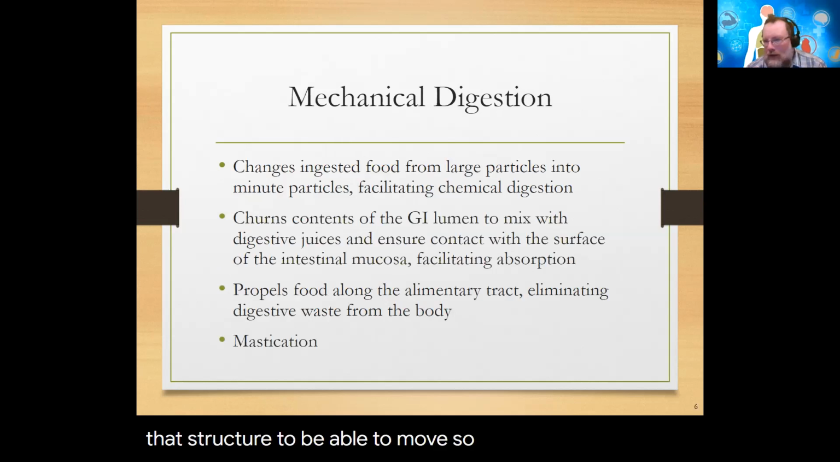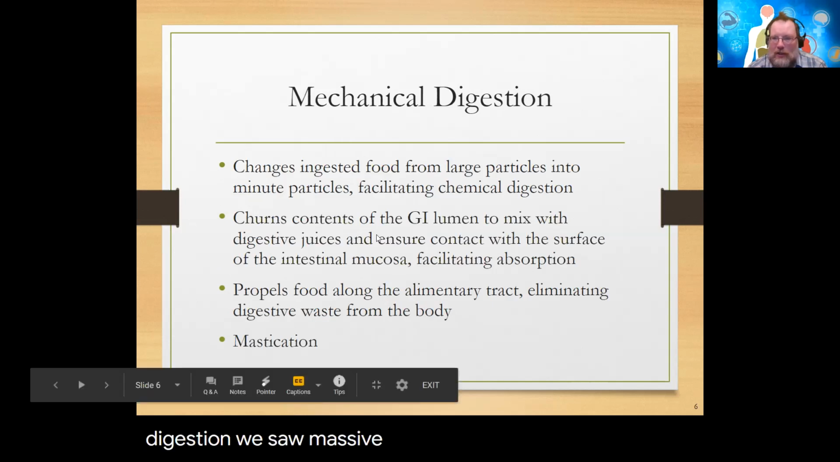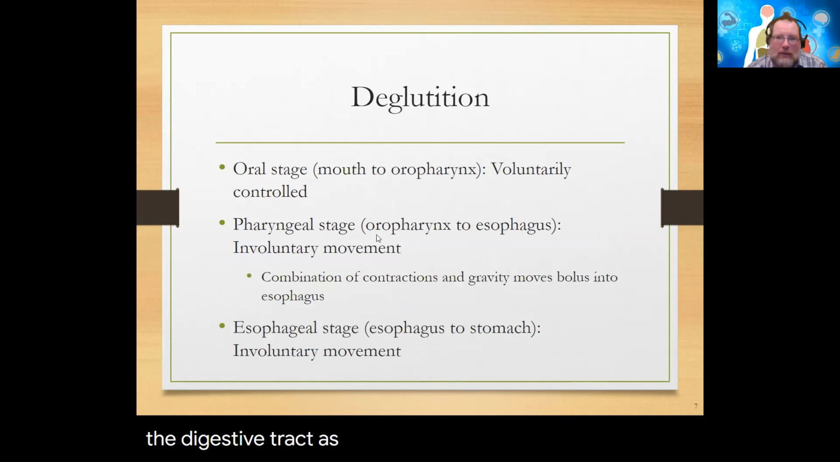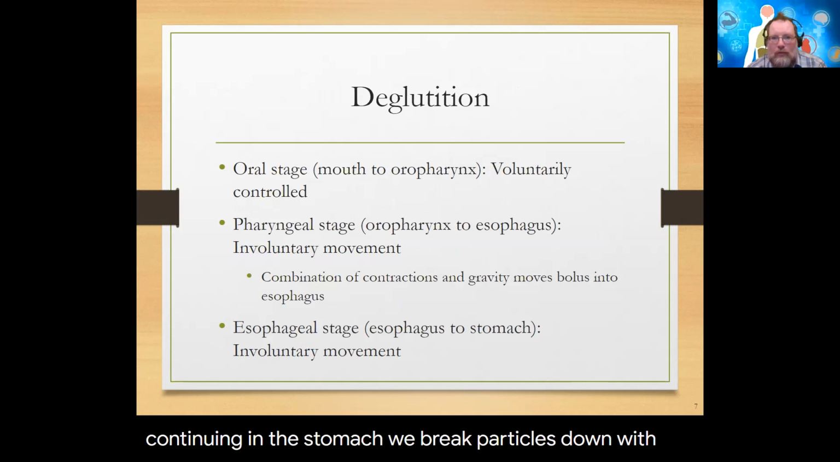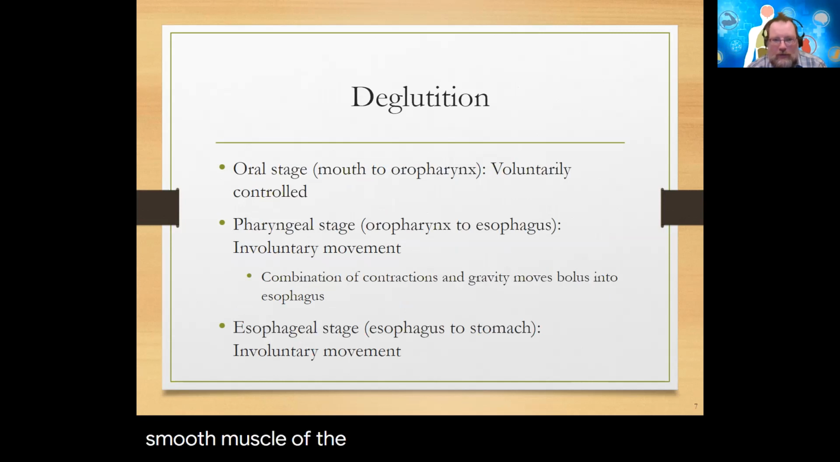So anyway, mechanical digestion, we saw mastication. This really occurs throughout the digestive tract. It starts in the mouth. We see this continuing in the stomach. We break particles down with the smooth muscle of the digestive tract.